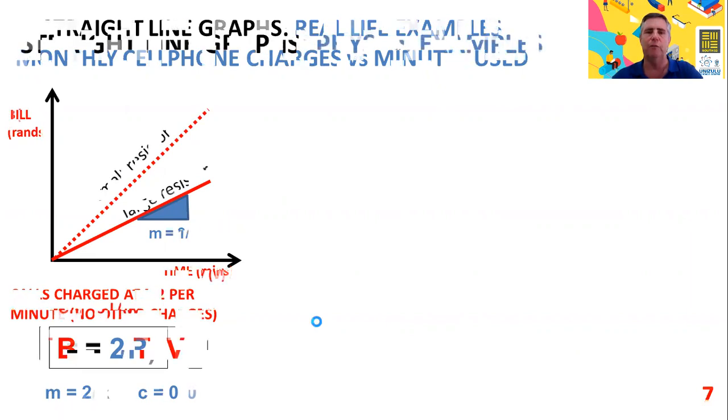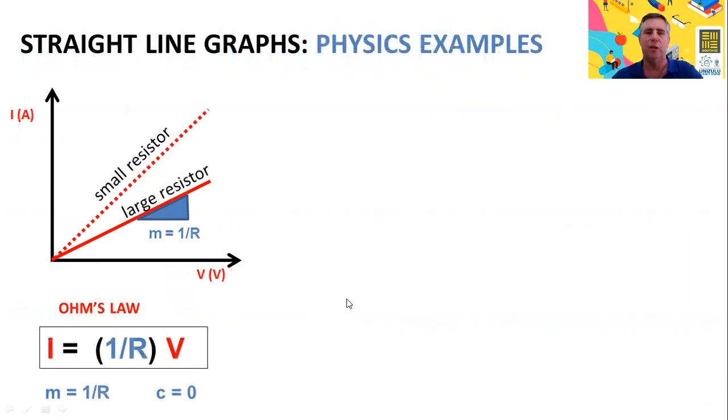Now, we showed you in that video that that's a good analogy to Ohm's law. Current in amps is your dependent variable. Voltage in volts is your independent variable. And then the gradient is given by 1/R. So a large resistor will have a small gradient, and a small resistor will have a large gradient. If it's an ohmic conductor, we expect that C is equal to naught, and current is directly proportional to voltage.